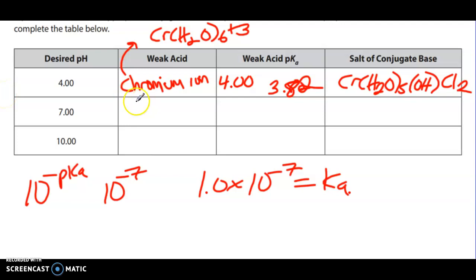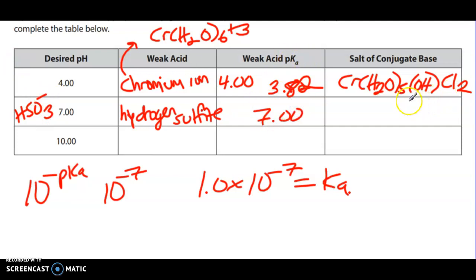So over here we have our hydrogen sulfite, HSO3 -1, and then the pKa is actually exactly 7. So the salt of the conjugate base is going to be, we can put sodium with it, so sodium sulfite. And it'll be a 2, because it will be -2 afterwards. All right. That was a good one.